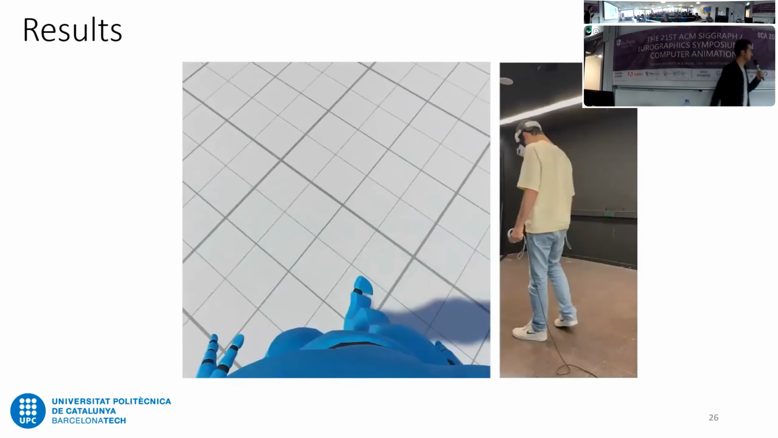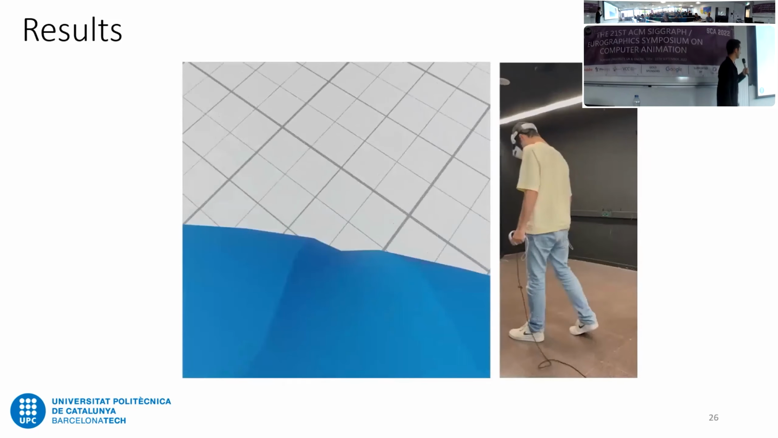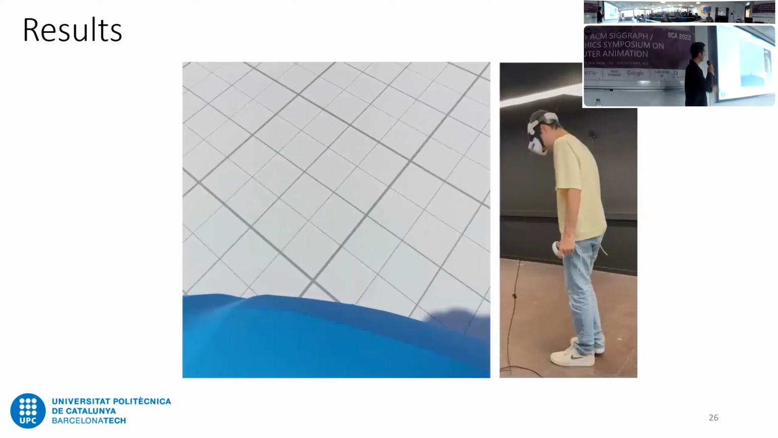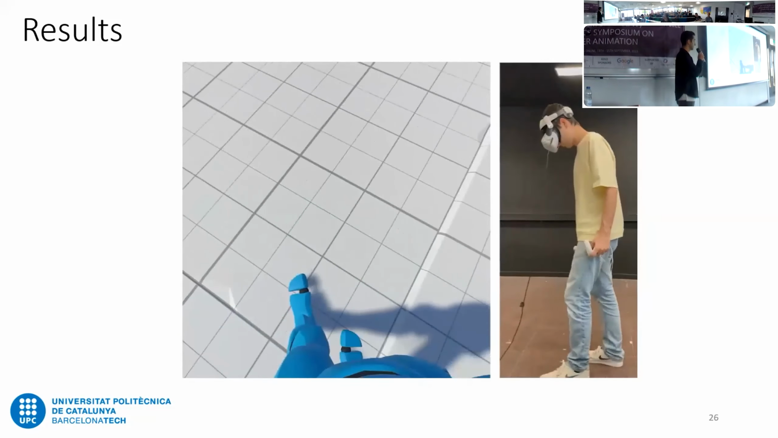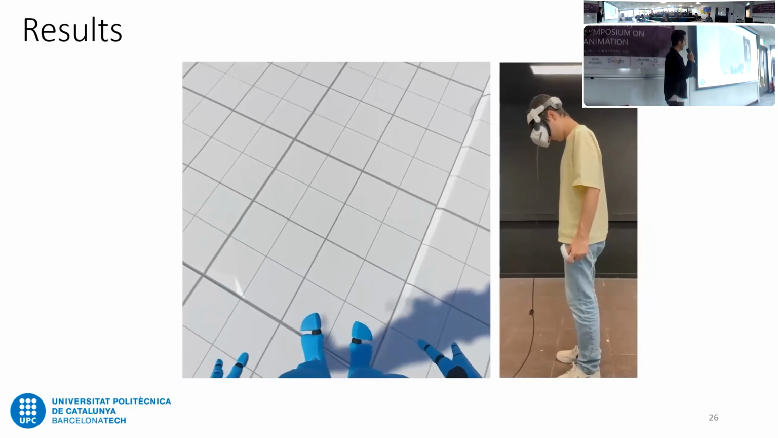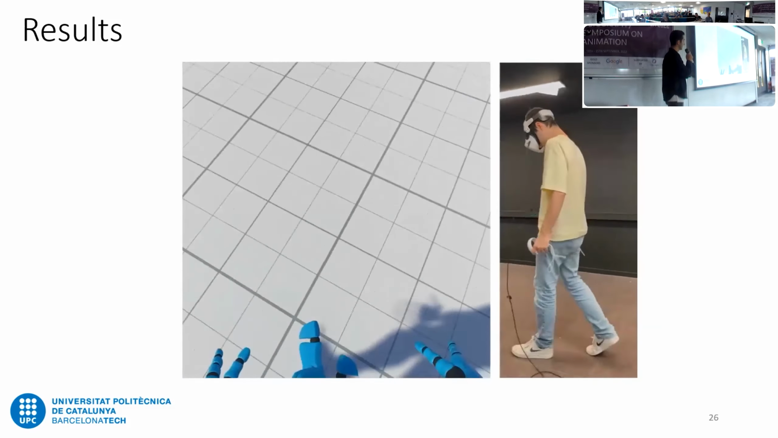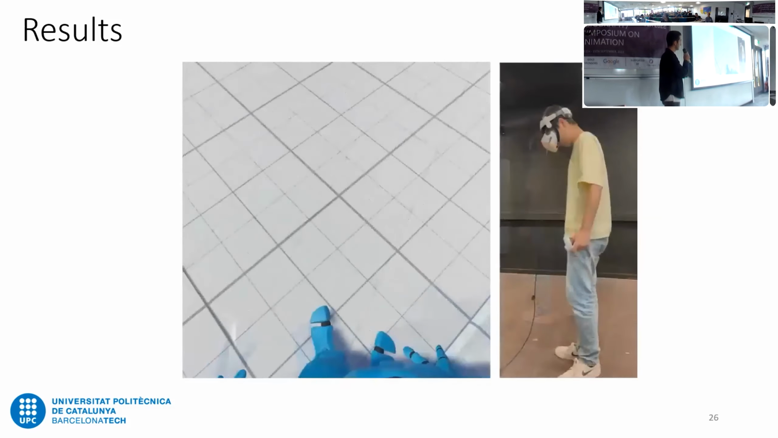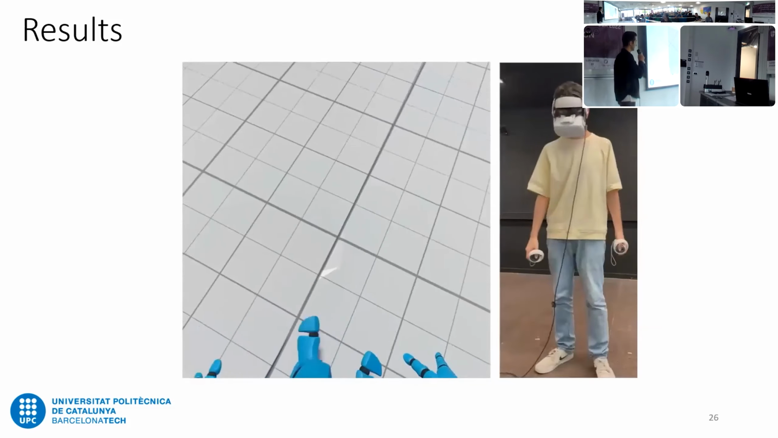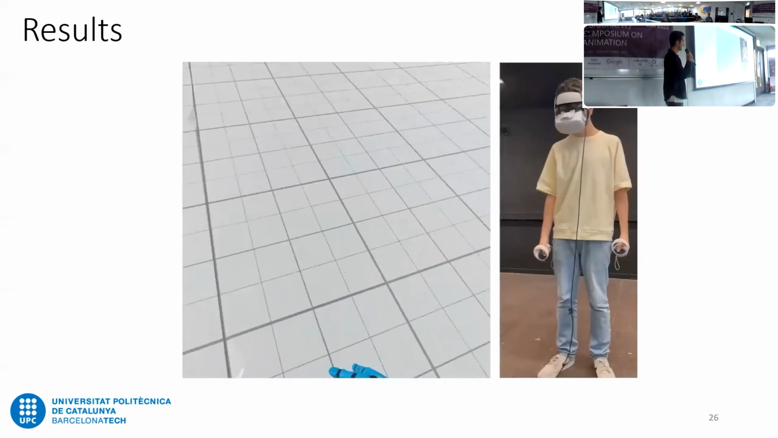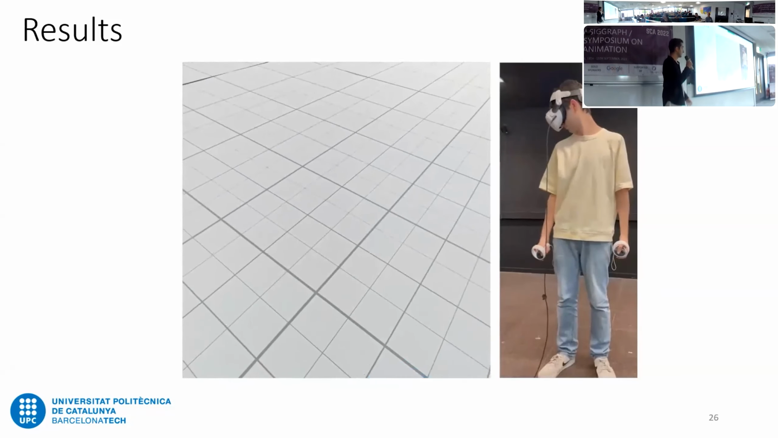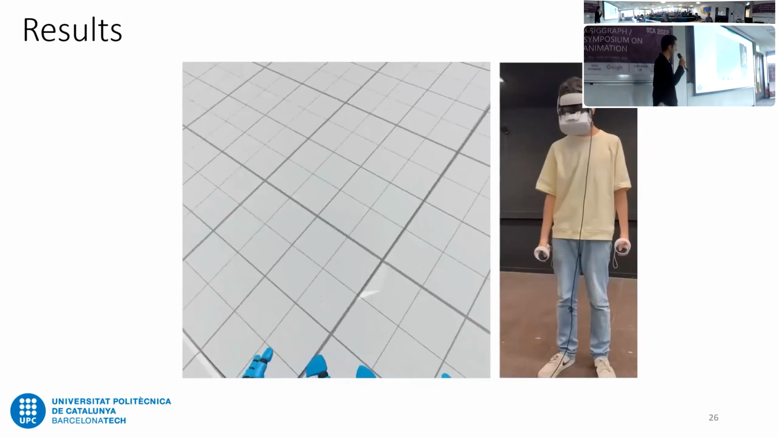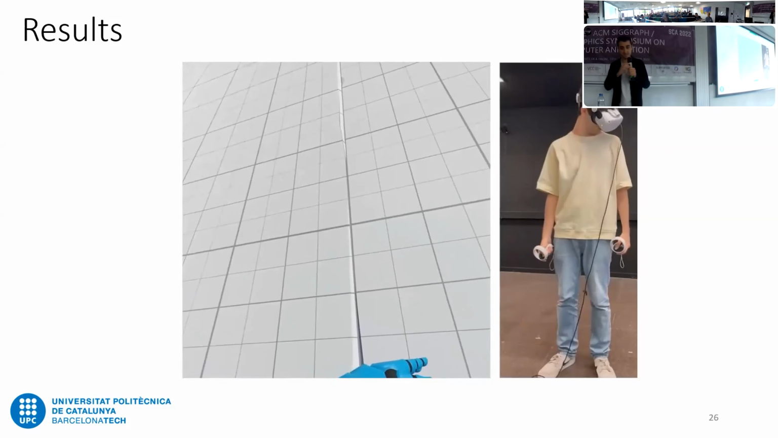So here you can see some results. The avatar can walk forward and backwards. You can notice sometimes a little bit of drift. You can also turn in place, and you can have natural looking animations. You can look with the head, and the orientation of the body will be correctly predicted.